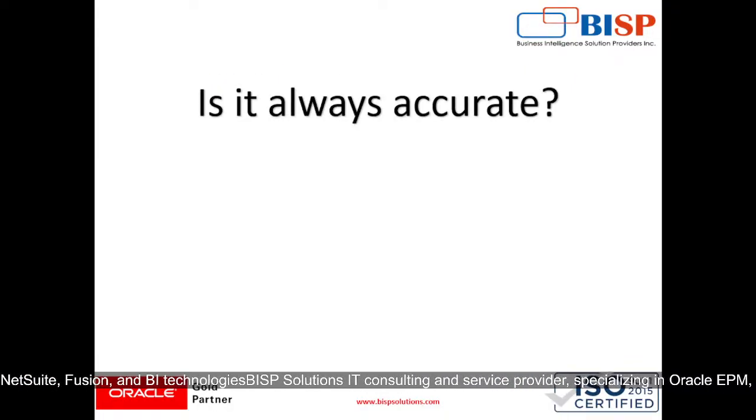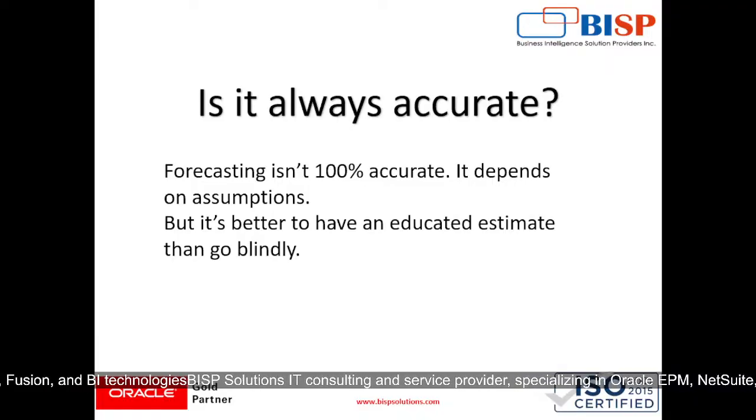So is it always accurate? Forecasting isn't 100% accurate. It depends on the assumptions we make. But it's better to have an educated estimate than to go blindly. So that's why companies update forecasts regularly, quarterly or yearly, as new data comes in.